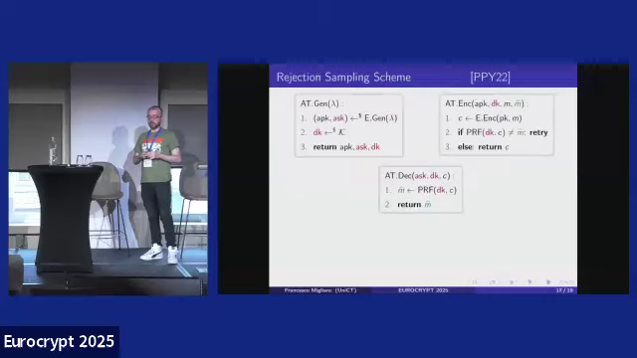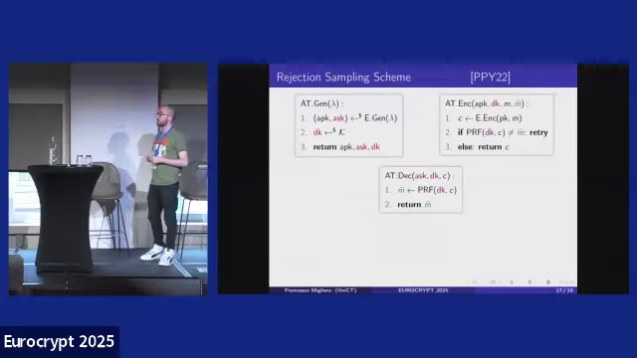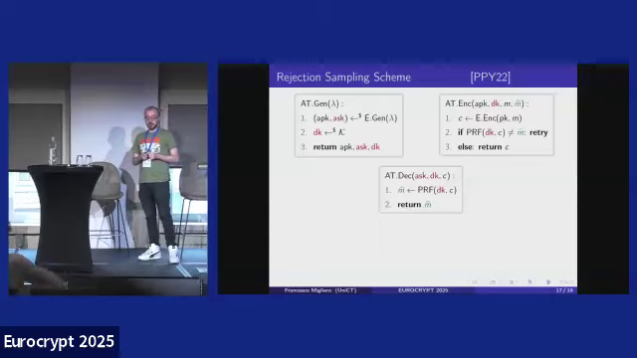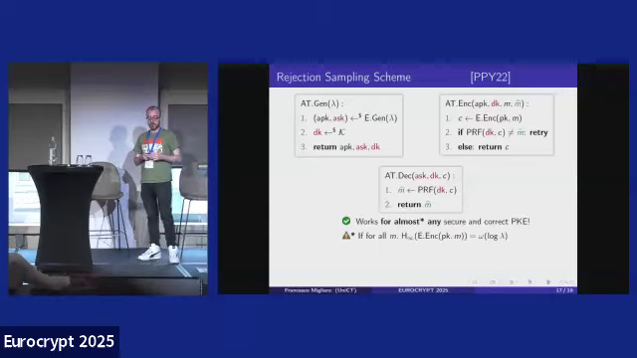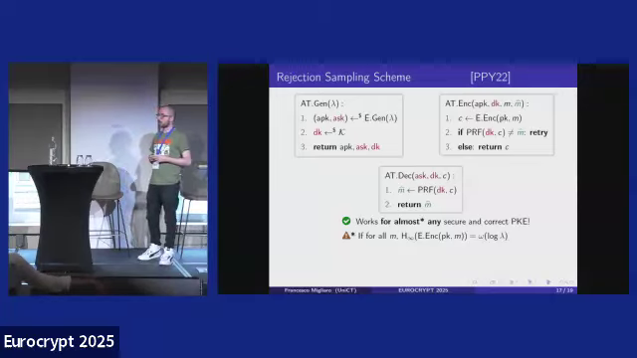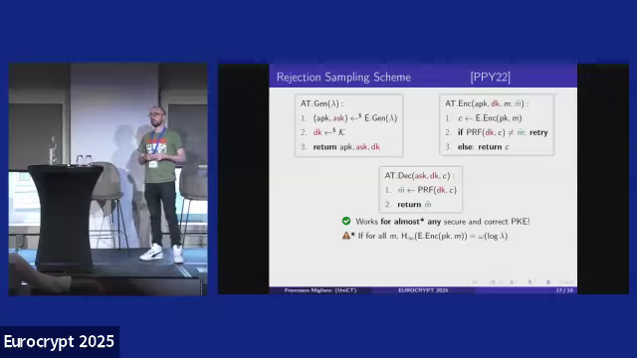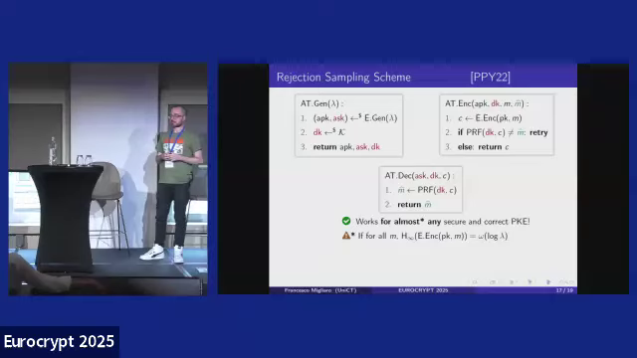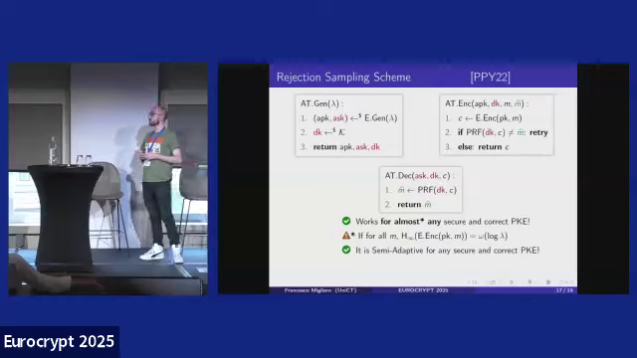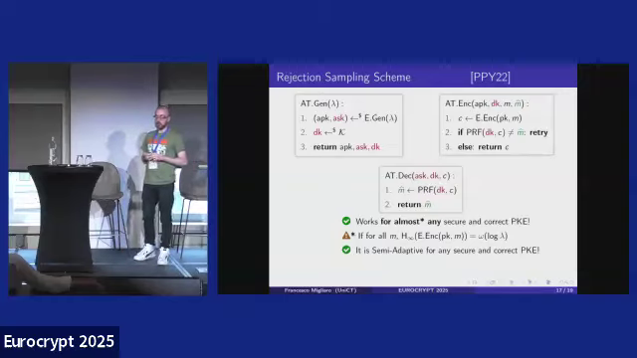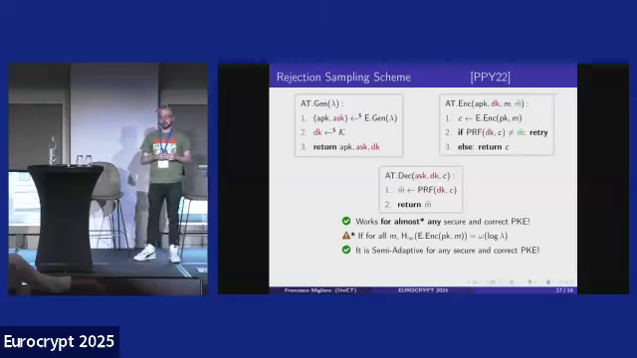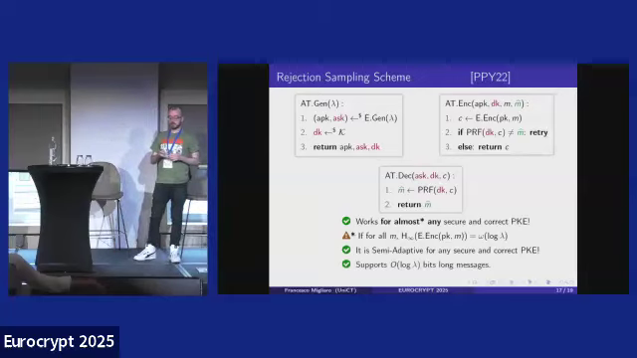And so what can we say about rejection sampling now? Well, rejection sampling can work for almost any secure and correct public key encryption. We just need to make a milder assumption that we call high min-entropy ciphertexts. So we need that for every message there are enough ciphertexts. But at the same time, even without this additional assumption, we can always obtain a semi-adaptive anamorphic encryption. And this is optimal, again.